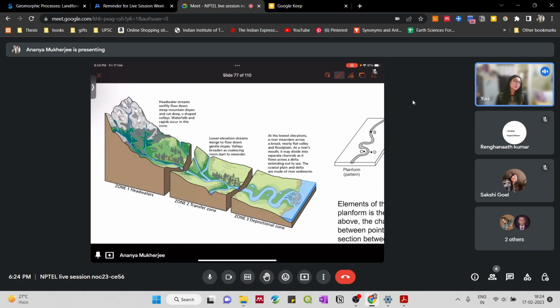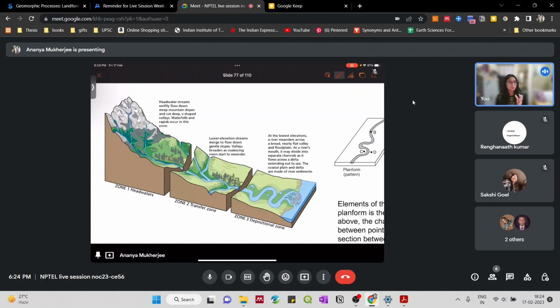Then mostly you will find waterfalls and rapids, or all these kinds of features, in the upper part of the river course, upper course or the youth stage, okay. So most of the erosional fluvial geomorphic features are found in the youth stage of the river or in the upper course of the river, okay.